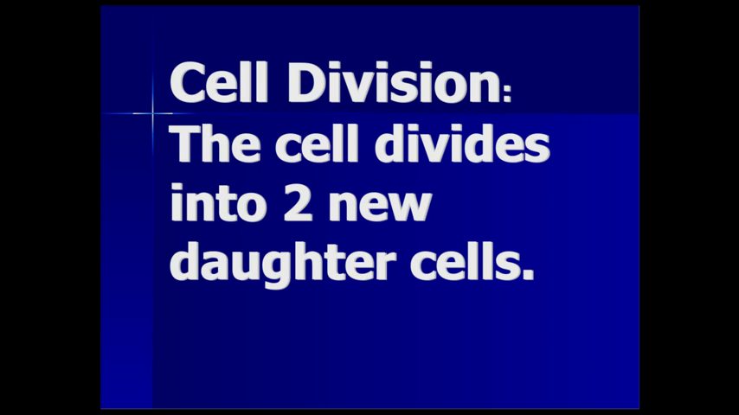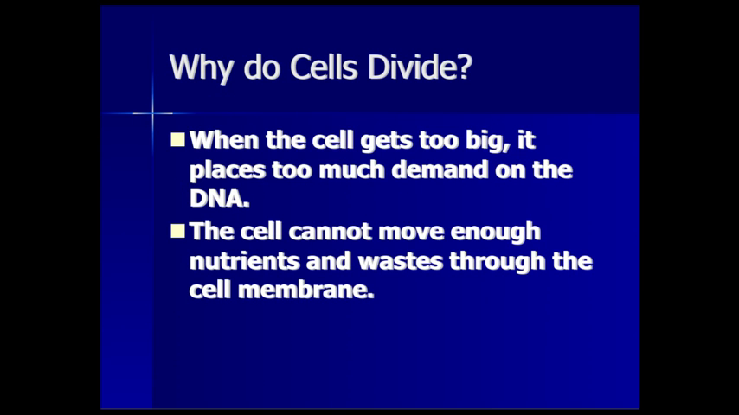All right, so we'll look at cell division really quick. There's two reasons why cells divide. One, they get too big. And two, they can't move enough stuff across their membrane, like waste coming out and nutrients coming in, to make it balanced.